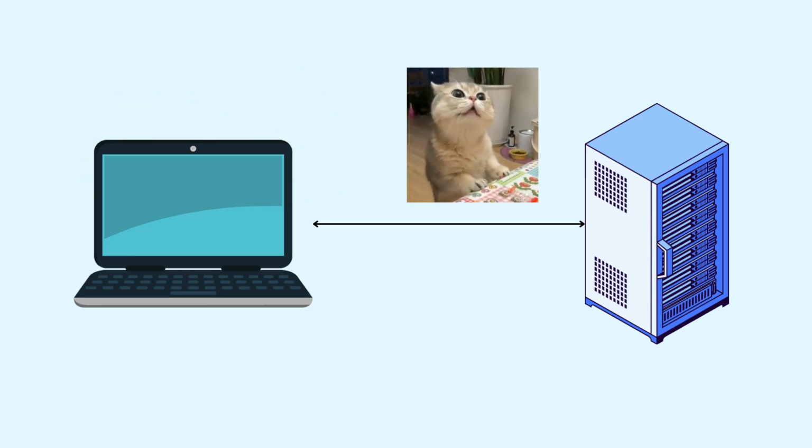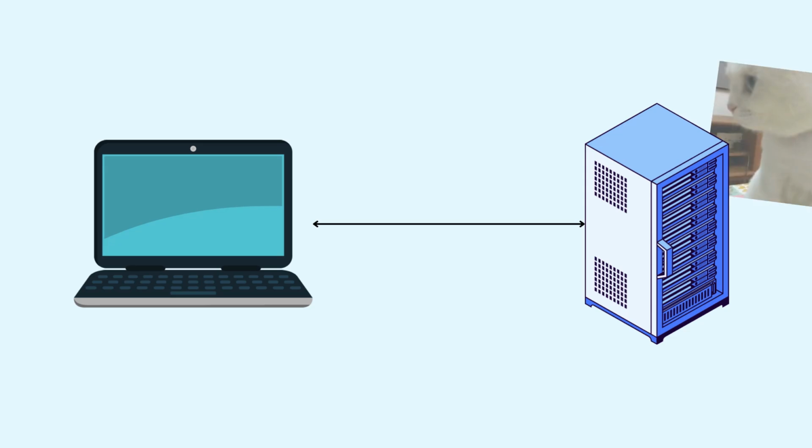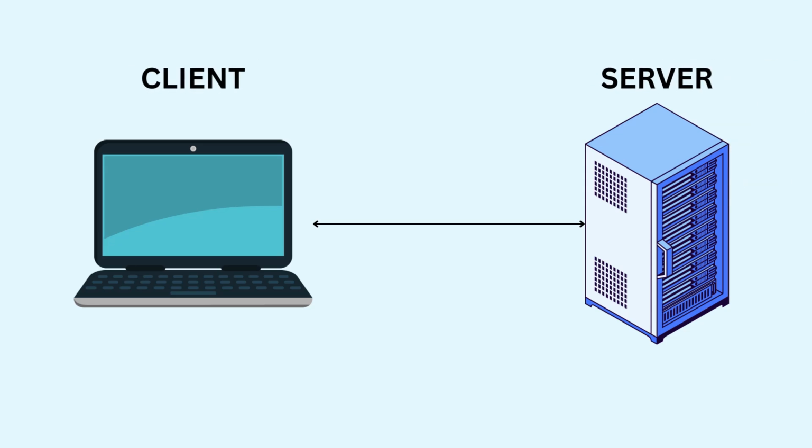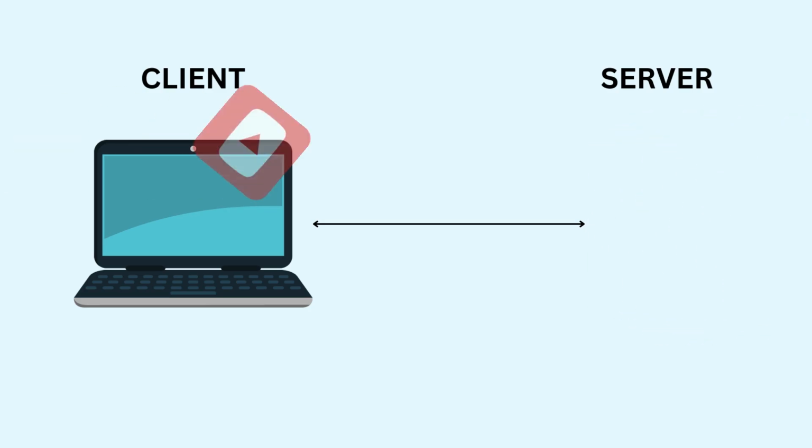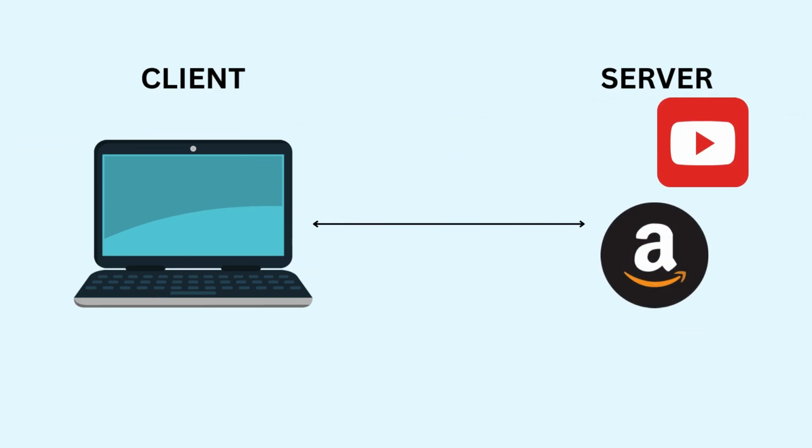Now, let me break it down to you a little more. Internet runs on something called client server model. तुम्हारा laptop or mobile is a client, and the website you are trying to access, like YouTube, Amazon, Netflix, is a server. You ask as a client to the server to answer. Simple.